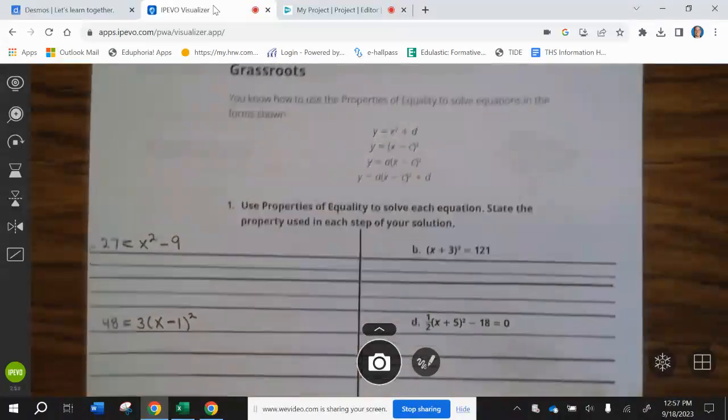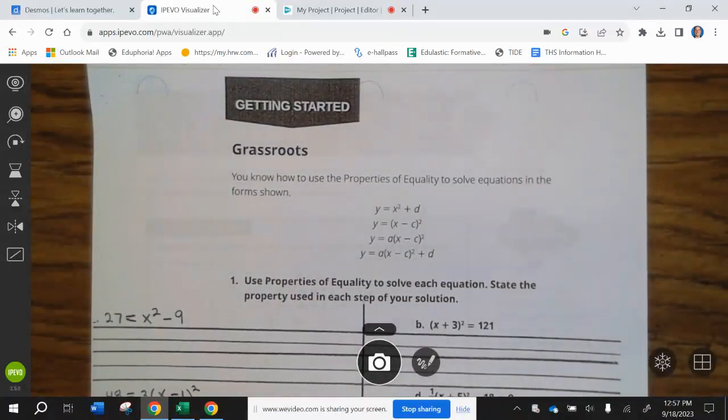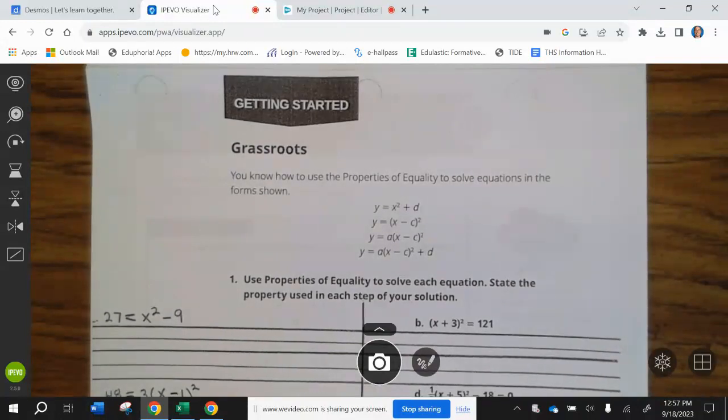All right, getting started. Grassroots. You know how to use the properties of equality to solve equations in the form shown. Y equals x squared plus d. Y equals parentheses x minus c squared. Y equals a parentheses x minus c squared. Y equals a parentheses x minus c squared plus d. Use properties of equality to solve each equation. State the property used in each step of your solution.